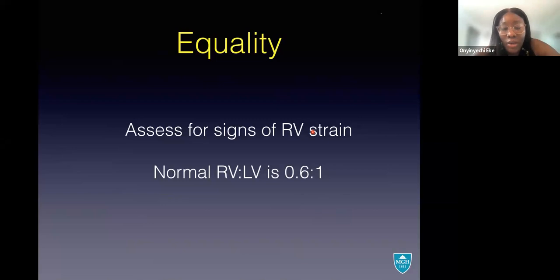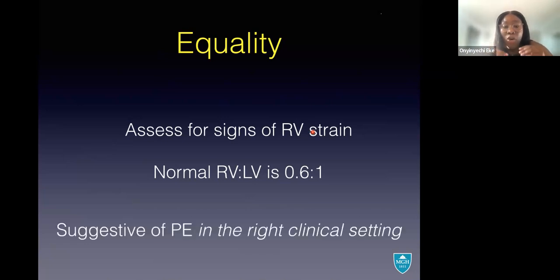The next thing is equality. When we think about equality, we are concerned for any signs of right ventricular strain. What that means is the right ventricle should be less than the size of the left ventricle. It should be about 2/3, so 0.6 to 1. Upper limit of normal is 1 to 1, so let's say they're about the same size. That's the highest limit. Now, if the right ventricle is bigger than the left ventricle, I'm concerned for right heart strain. But remember, it's all going to depend on the right clinical context.